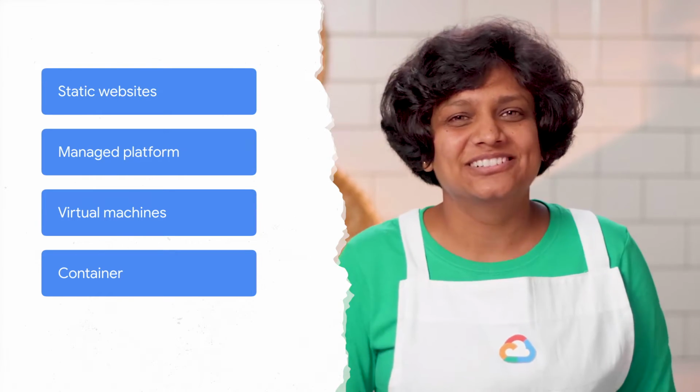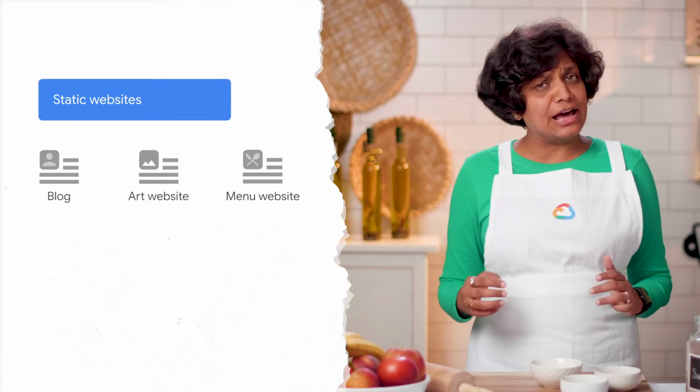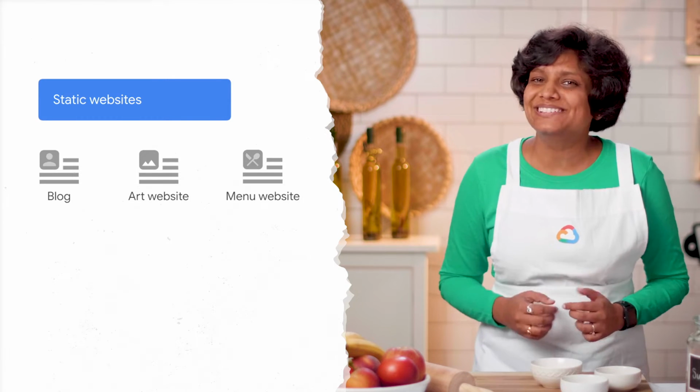Let's see how. Static websites are a good option for sites like blogs, where the page rarely changes after it has been published, or where there isn't any dynamically generated content. All you need to set up a static website on Google Cloud is a Google Cloud Storage Bucket connected to your domain name, and that's it.